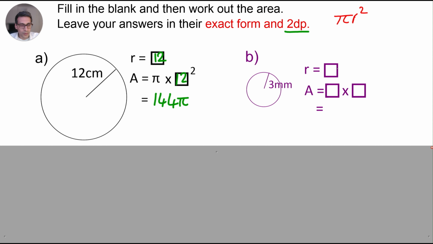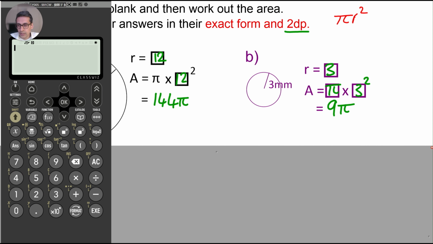So question B, the radius is 3. So pi times 3 squared, which is 9. So 3 squared is 9, so it's 9 pi. If you have to put this in a calculator, you are going to choose a calculator, and then you're going to do 144 times shift, and then in the newer calculators you press 7, which gives you the pi button, press execute, and you've got 144 pi.